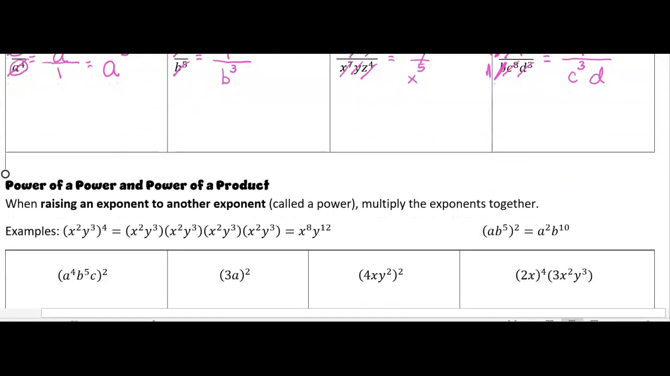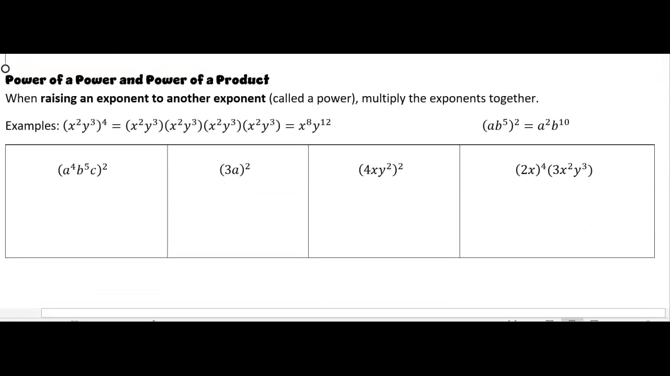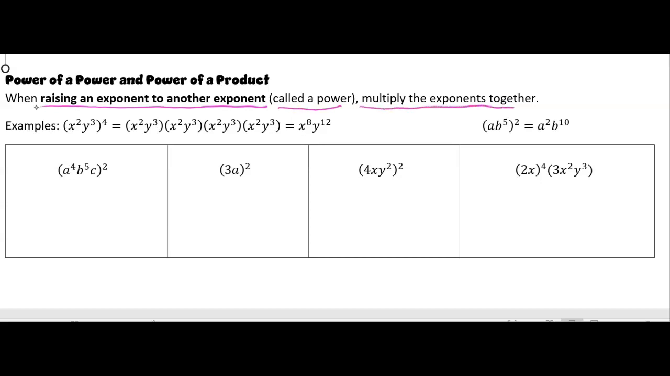And that's it. The next topic is power of a power and power of a product. So here's an example. First it says when raising an exponent to another exponent, called a power to a power, you multiply the exponents together. Anytime you have a power to a power, that sounds pretty powerful to me. Multiplying is pretty powerful. So you're going to multiply them.